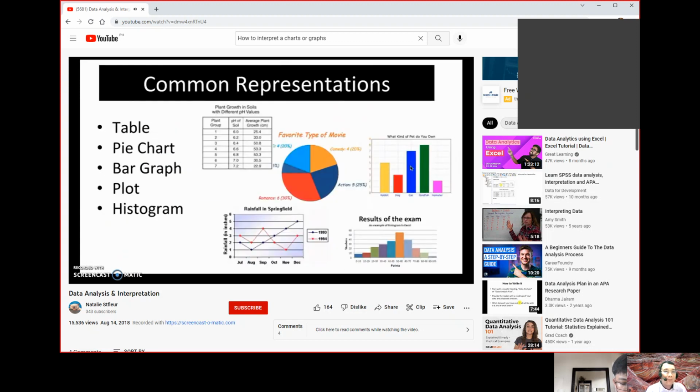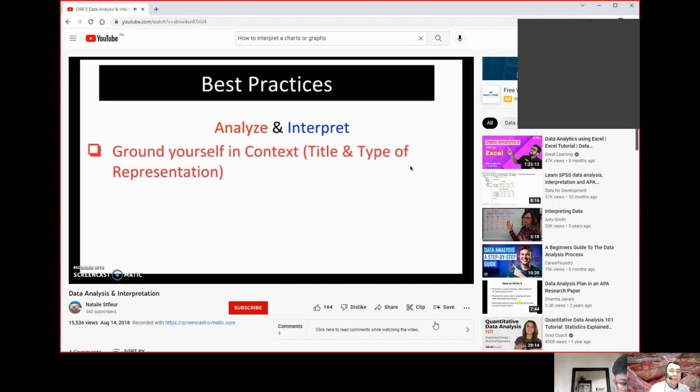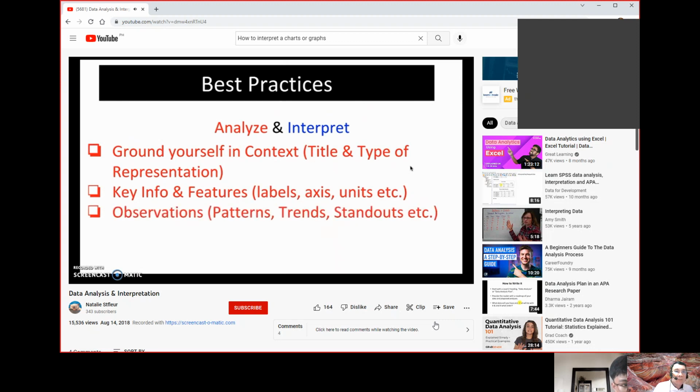To quickly recap, we looked at the common representations of data: table, pie chart, bar graph, plots, and histograms. And then we went over best practices for analyzing and interpreting data. Starting with analyzing, which is making sense of the data, you want to ground yourself in the context by reading the title and identifying the type of representation. Then you will look for key information and features. Labels, axes, units, etc. are all key features that you will need to analyze the data. Finally, you want to make your observations. Look for patterns, trends, and anything that stands out.